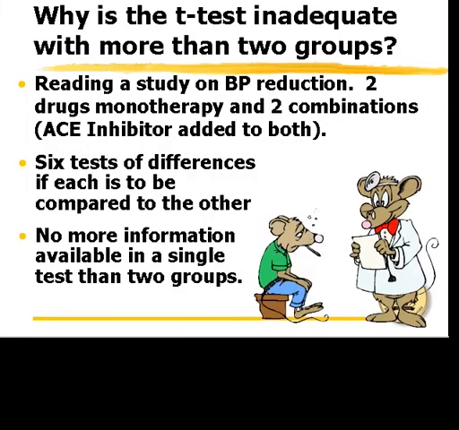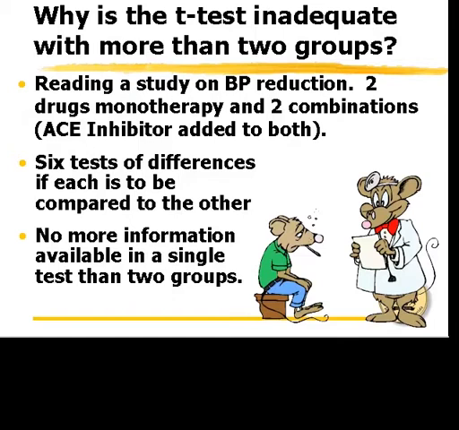A little bit ago, we used the t-test, and the t-test was very appropriate for comparing the mean scores between 2 groups, but why is it inadequate with more than 2 groups? So let's take a look at the scenario that we talked about a little bit earlier, at least a piece of it. We're reading a study on blood pressure reduction. And you have 2 drugs that are given to the patient with monotherapy, and two combinations, in other words, drug A plus the ACE inhibitor and drug B with the ACE inhibitor.